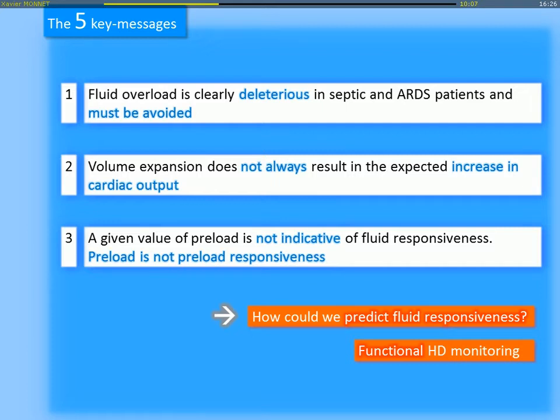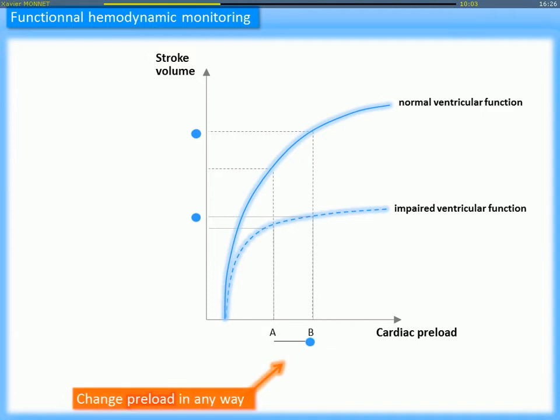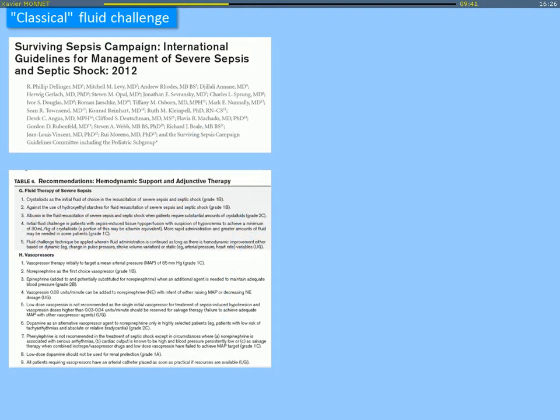In fact, what are we speaking about? It's just something that allows to test the cardiac function curve at the bedside. And the principle is very simple. Change preload in any way and then observe the resulting changes in cardiac output. And if the patient responds to the changes in preload by changes in cardiac output, it means that he's likely preload responsive. How to do?